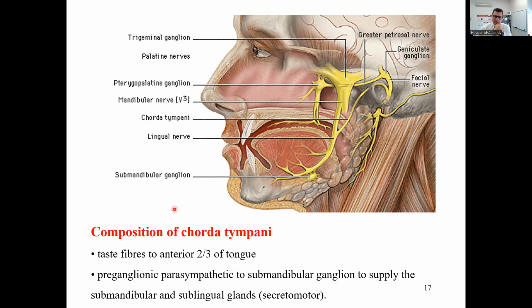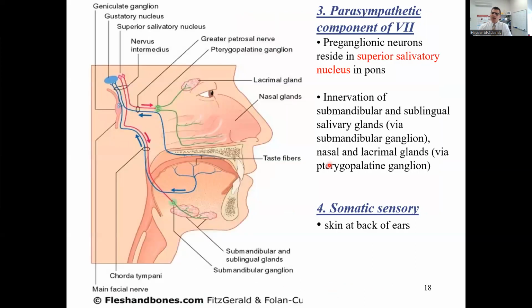So the chorda tympani carries preganglionic parasympathetic fibers, which means secretomotor. It produces secretion through the submandibular ganglia to supply the submandibular and sublingual salivary glands. Secretomotor. Okay, what else?